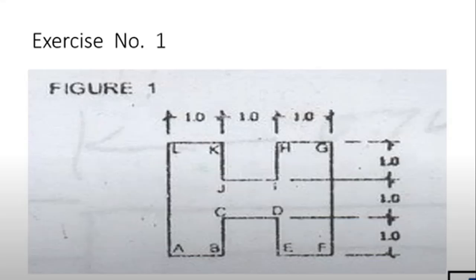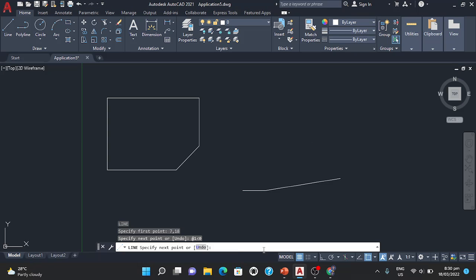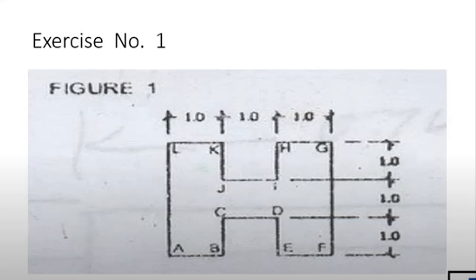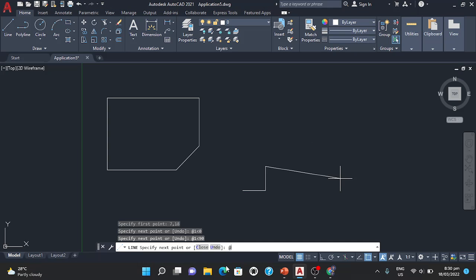Okay, so next one, we have here point B to point C. Point B to point C is 1. So we have here at 1 angle. It's going up, so let's indicate 90 degrees. Next one, point C to point D. We have here at 1 angle. It's going to the right, so let's indicate angle 0.